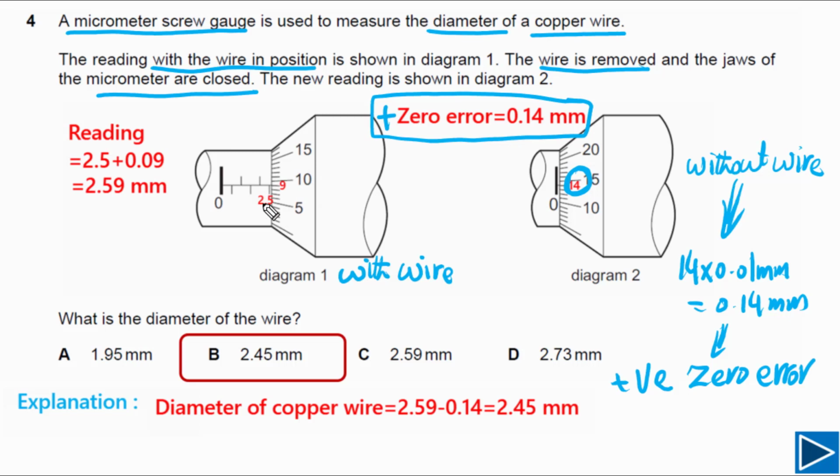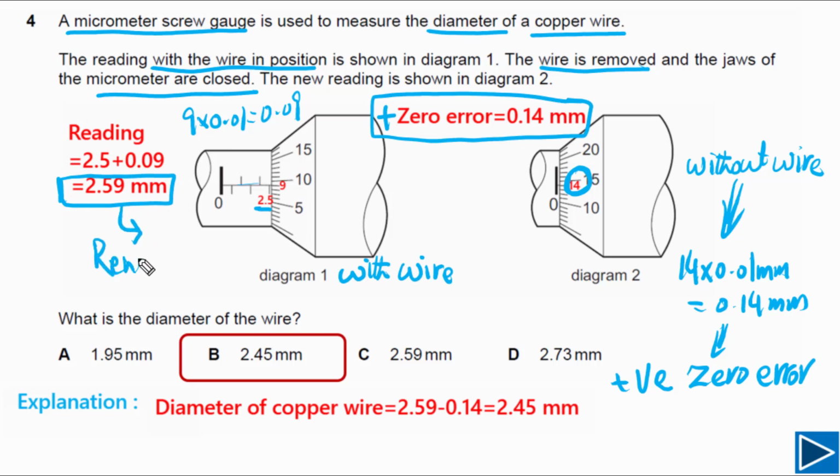We need to understand how to read this. In this case, you can see the linear scale reading is equal to 2.5, and the circular scale reading is 9. If you multiply 9 with 0.01, again you will get 0.09. Now we need to add these two, so this is our final answer. This is the reading on the micrometer.